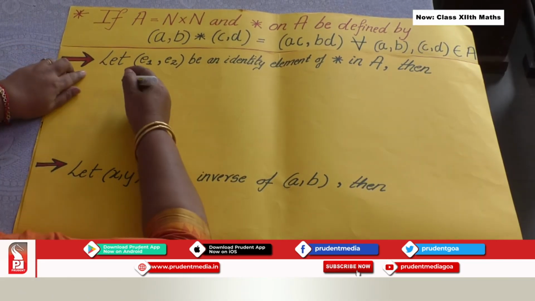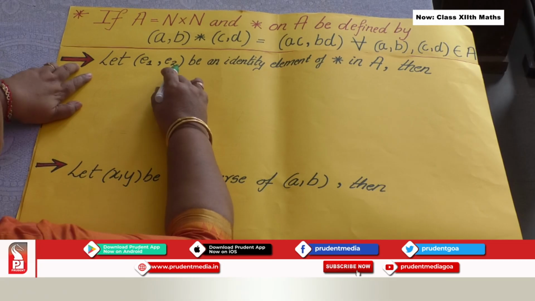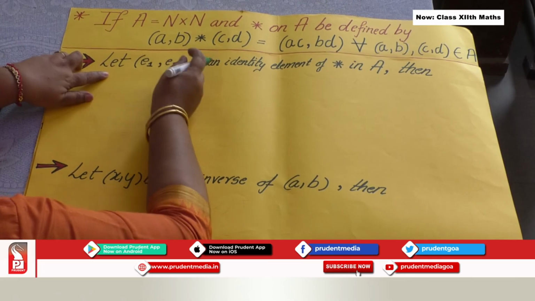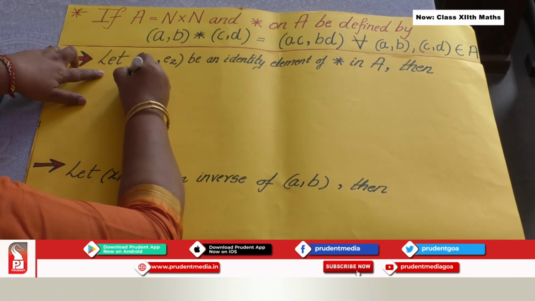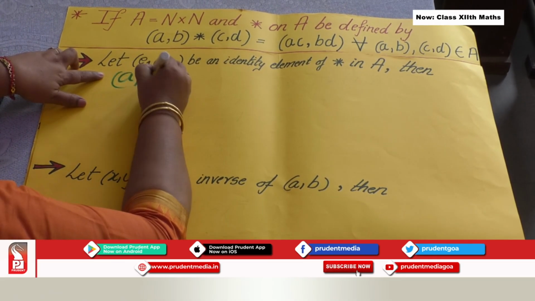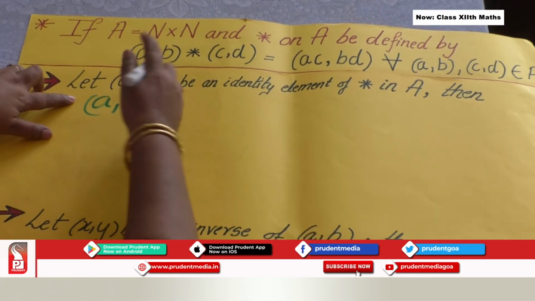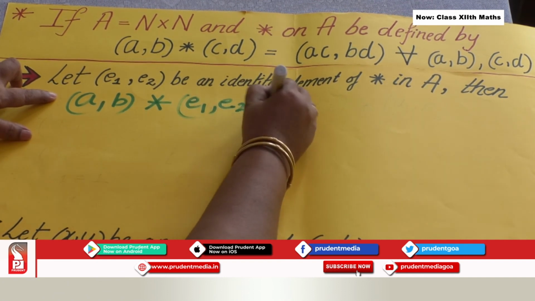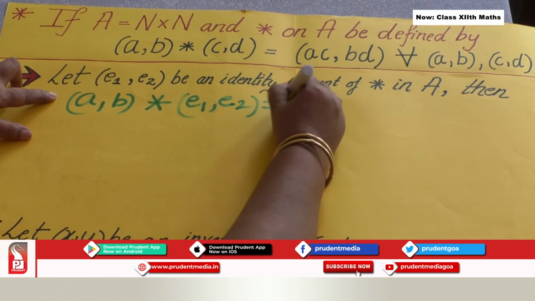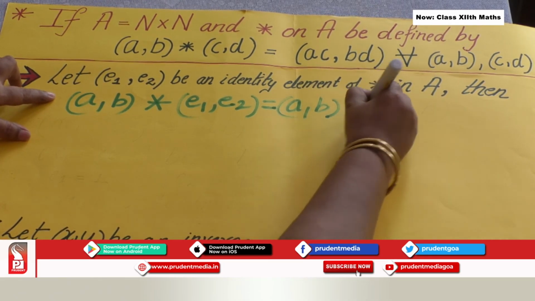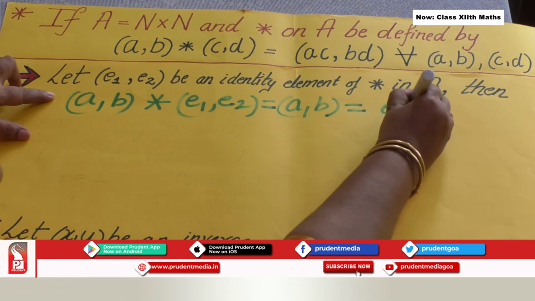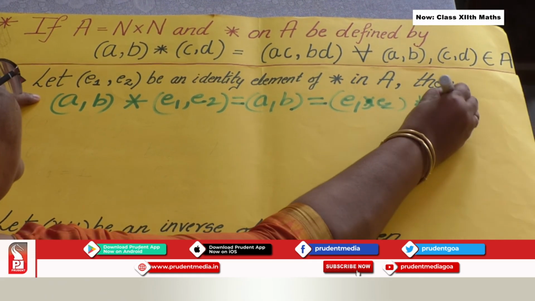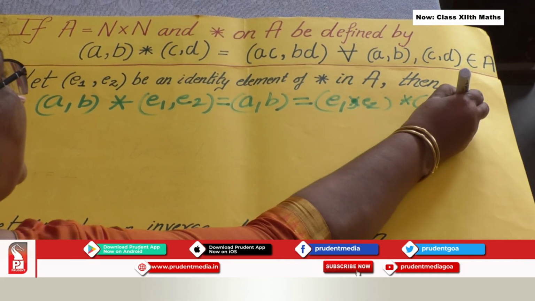Now the third one, we have to find the identity element. Let E1, E2 be the identity element of this set A. Then when it is the identity element, you have to take A comma B. First we used to take A star E, you know. So A comma B star E1 comma E2, you should get the same element, that is A comma B. And if you write the reverse of this, E1 comma E2 star A comma B, like this also you should get the same answer.